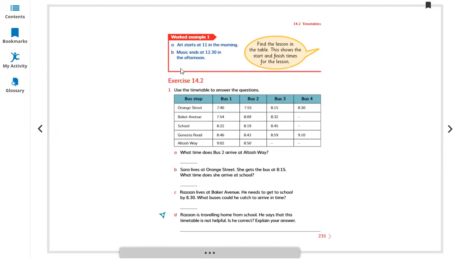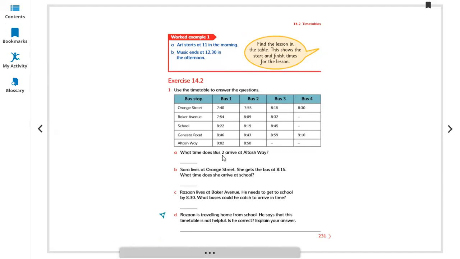Let's start the exercise. Exercise 14.2. Use the timetable to answer the questions. We can see here bus stops for different buses, bus 1, bus 2, bus 3 and bus 4. So we can see different timings for the buses.